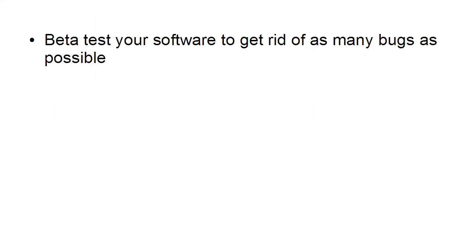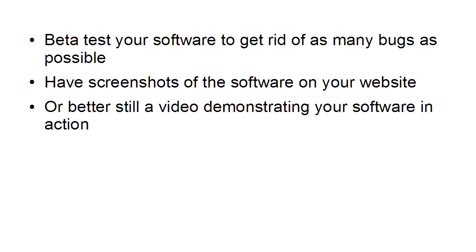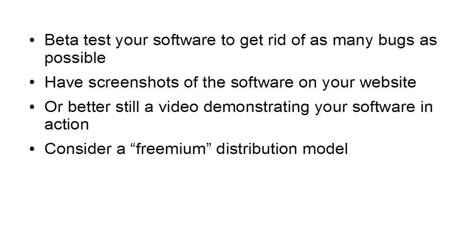Now let's discuss some best practices when it comes to selling software. You want to beta test your software to get rid of as many bugs as possible, because if you're selling buggy software, then you're going to get a lot of returns. When you do sell your software, you want to make sure you have screenshots of the software on your website so people can see what it's going to look like. Or better still, have a video demonstrating your software in action so people can see exactly what it does.